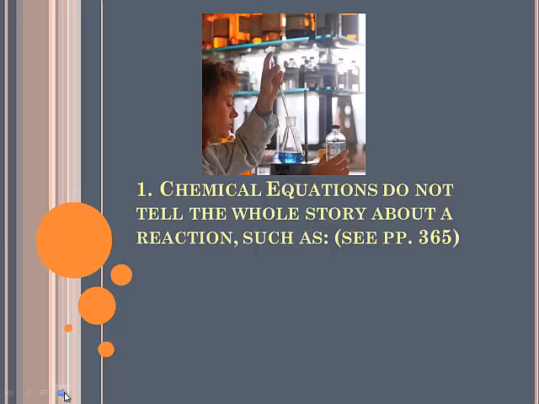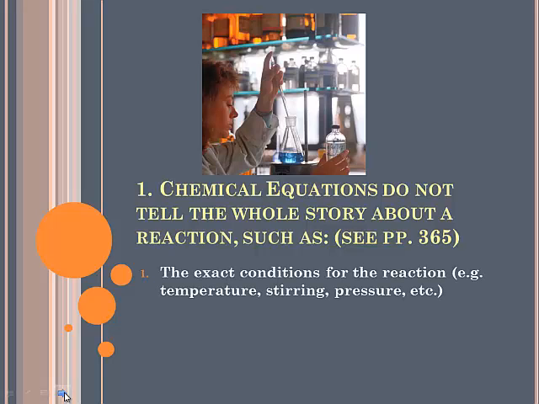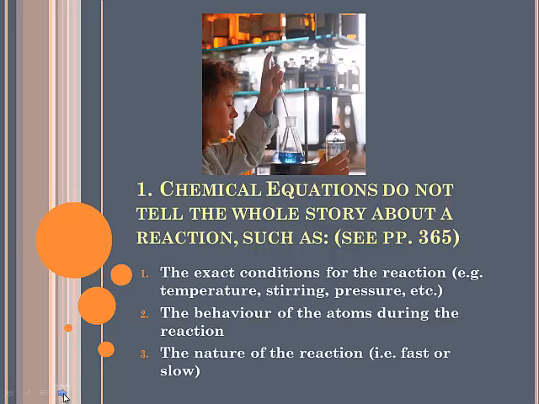There's lots of information that would be useful to us as scientists, but that isn't written down, such as the exact conditions that you need for the reaction to happen. For example, there's some reactions that require a certain temperature, some require stirring. For some reactions involving gases, they need to be under pressure. The behavior of the atoms during the reaction, how they actually rearrange, is a major topic looking at reaction mechanisms out of Chemistry 12. And the nature of the reaction, whether or not that reaction happens quickly or slowly, is again a topic out of Chemistry 12, which looks at reaction kinetics.